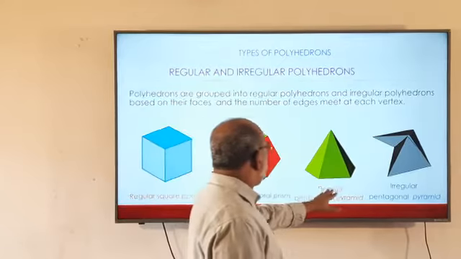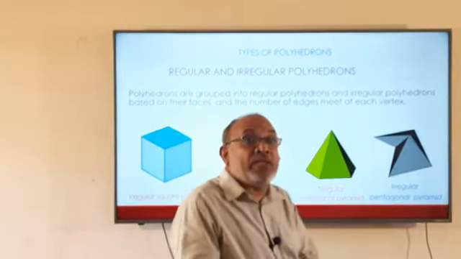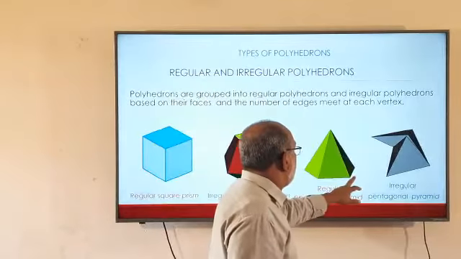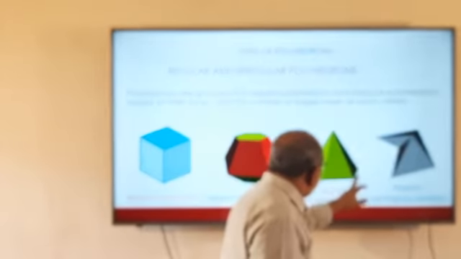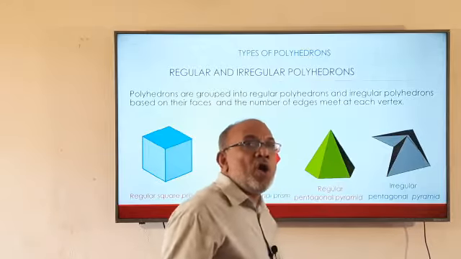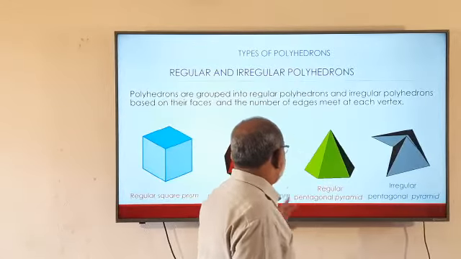Here is a regular one. Why do I call it regular? Because it is based on its base. The base is a regular pentagon. Why is it a regular pentagon? Because all the sides of the base are equal in length, and all the angles of this pentagon are equal.